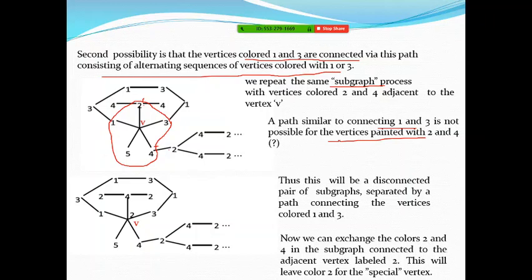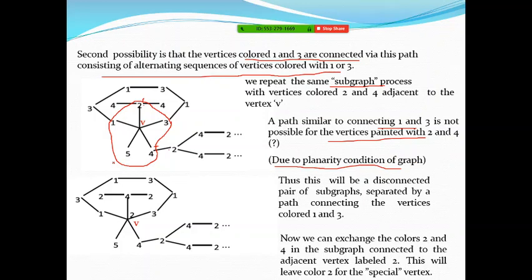When 1 and 3 are not making a path, then it was done. But when 1 and 3 are making a path, now we are applying our argument on 2 and 4, and we are claiming no, it is not possible for 2 and 4. So why is it not there? Can you guess? The condition is, it is not possible because of the planarity condition of the graph. We are assuming that this graph is a planar graph. It is not just a simple graph. It is a simple connected planar graph.